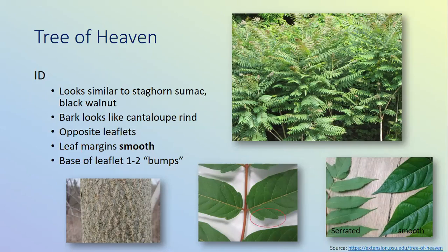And they also have these characteristic little bumps on the bottom of their leaves or their leaflets, and they're called glandular teeth. And that's another very key characteristic of the Tree of Heaven.